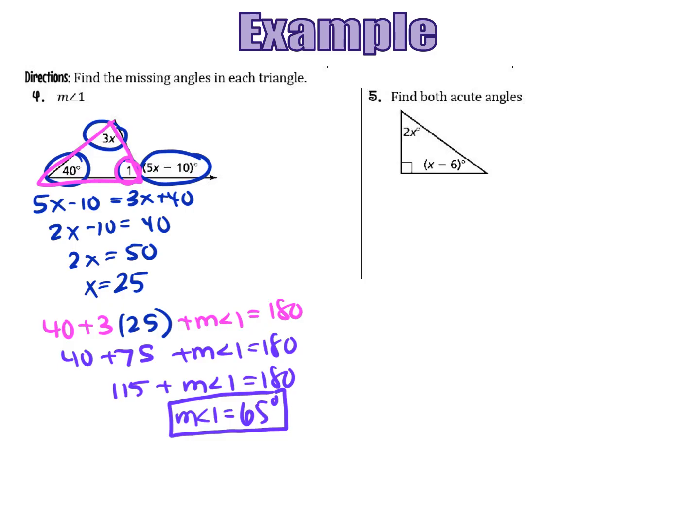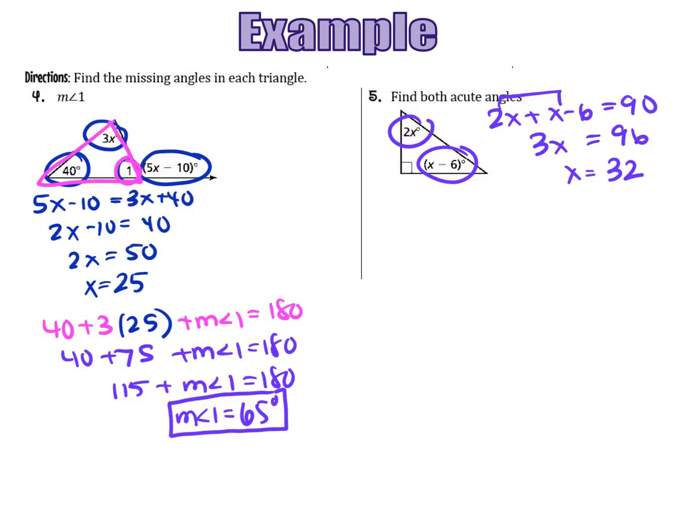For number 5, these two angles are going to add to be 90. So 2x plus x minus 6 is going to add to be 90. So 3x, if I combine like terms, and also I'm going to add 6, 3x is going to give me 96. If I divide both sides by 3, I'm going to get that x is equal to 32.